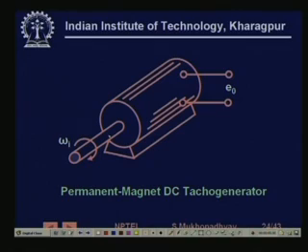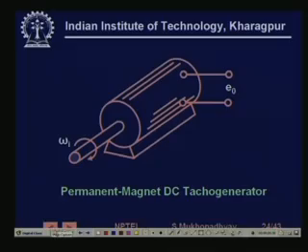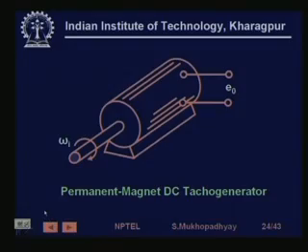So as they move, they give you a DC voltage, and as we know, the magnitude of the voltage is going to be directly proportional to the speed, because the flux is constant. So therefore we have this. So this is a very common instrument which is used.